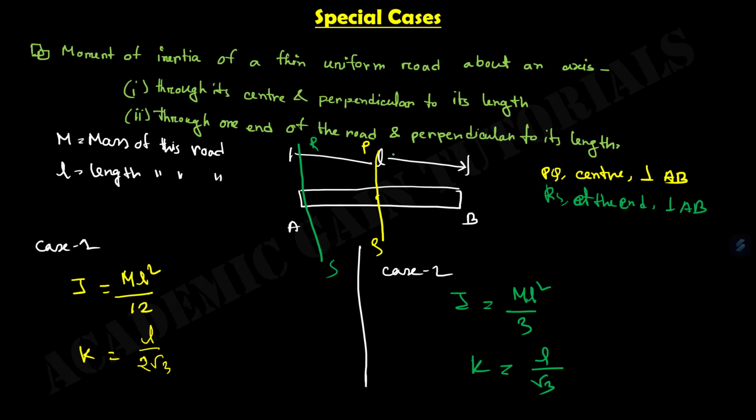So these are the two cases for calculating the moment of inertia of a thin uniform rod, and there we consider two axes. One is going through the center and perpendicular to the length, and another is at the end of the rod and perpendicular to the length.